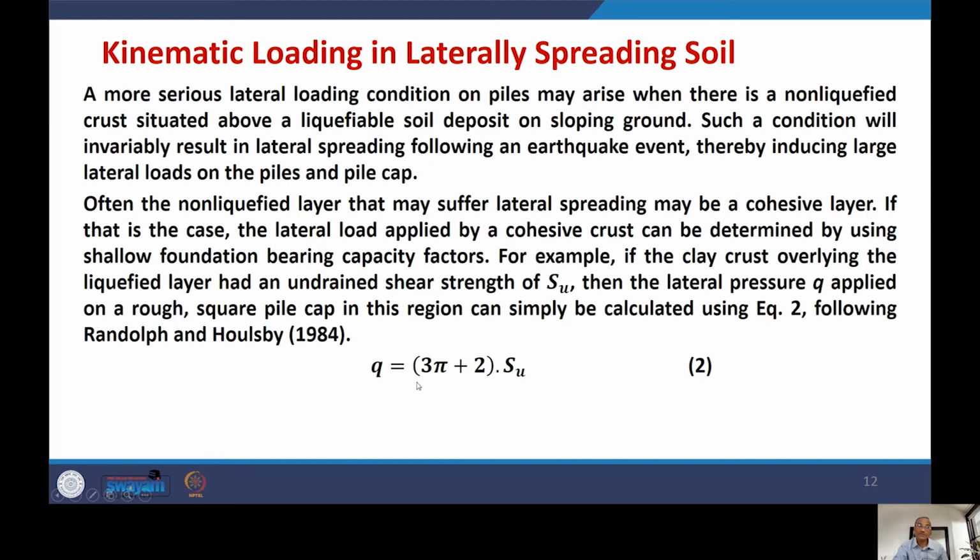That means Q is (3π + 2) Su. So Su is the undrained shear strength of the soil. This way one can determine the lateral pressure applied on the pile during the lateral spreading. You can see that when the lateral spreading occurs, the lateral pressure applied on the pile is quite large compared to the undrained shear strength of the soil as well. So this was the case when we discussed inertial loading and kinematic loading.